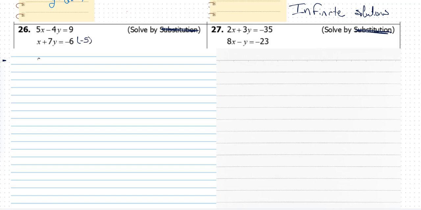And so the first equation is going to get written down just like it is. 5x minus 4y is equal to 9. And then I'm multiplying everything in that second equation by -5. So that's -5x minus 35y is equal to 30. And so when I add these two, my x's cancel out, leaving me -39y is equal to 39. Divide both sides by -39.